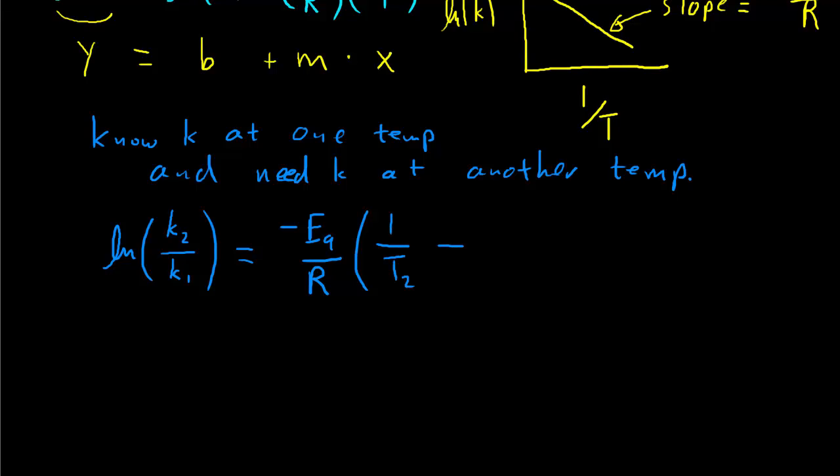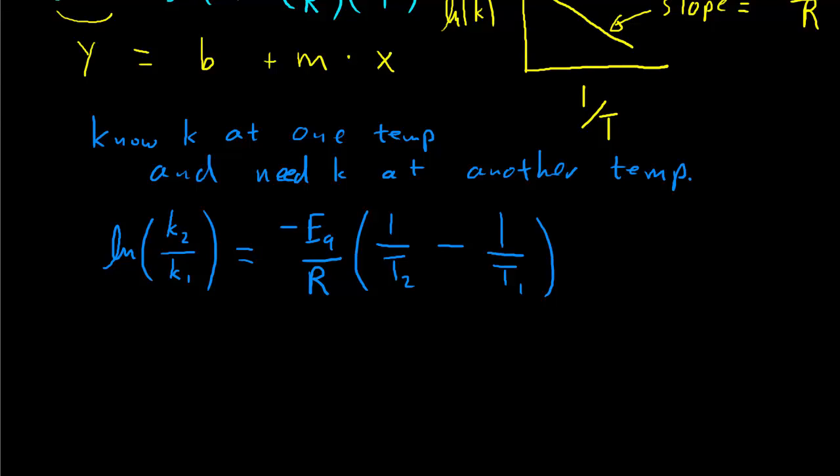It's going to be 1 over T2 minus 1 over T1. So this looks a little bit like the Clausius-Clapeyron equation for vapor pressure. It has a similar form, so you may have recognized this mathematical form for the equation before.